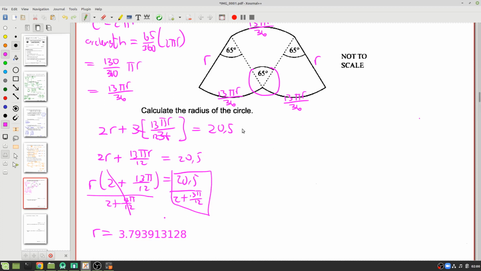So to test, we're just going to use this formula and pop this value in. So that'll be 2 times 3.793913128. Sorry for the ugly writing, but that's quite a bit of writing to do. Plus 3 times, actually I'm just going to use this part here, 13 times pi times radius, which is again the 3.793913128, over 12. Let's see what that gives us.